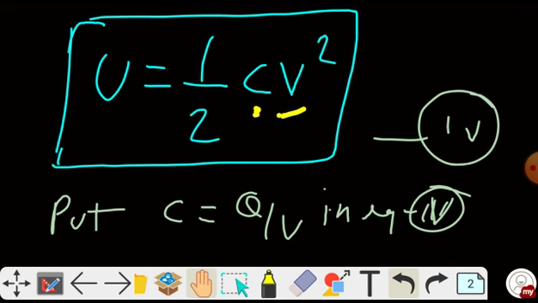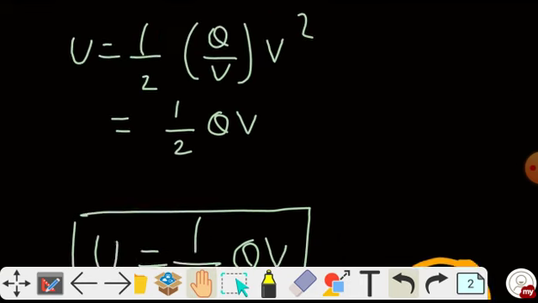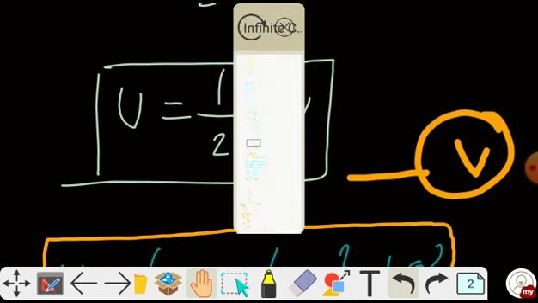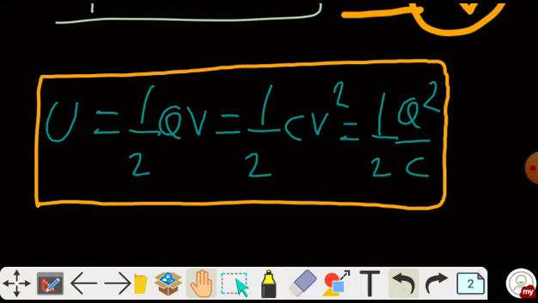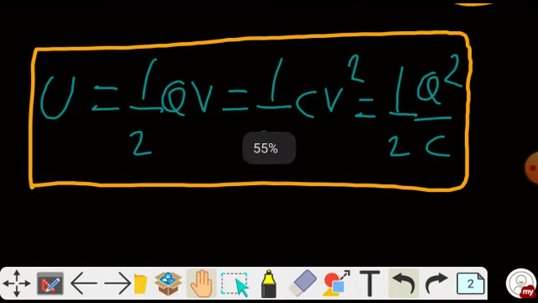In order to obtain the formula in terms of the charge and the potential difference, put C equals Q by V in this equation 4. When you put C equals Q by V, you will get the final expression of U as half QV. So these are the three different forms of the potential energy formula. We will be using all three of them when there is some requirement. They are half QV, half CV square, and half Q square by C.